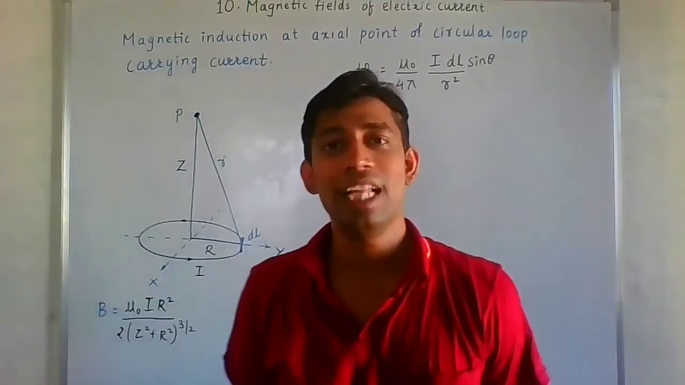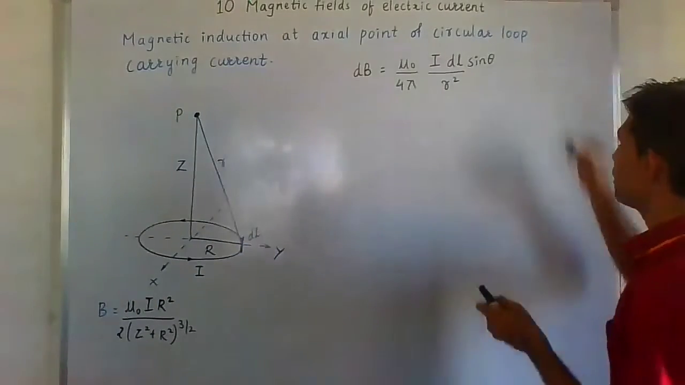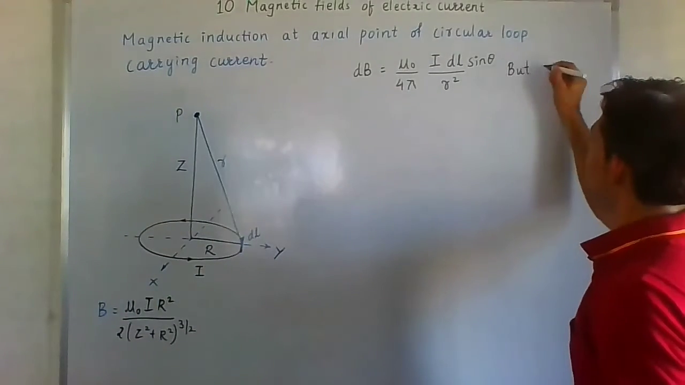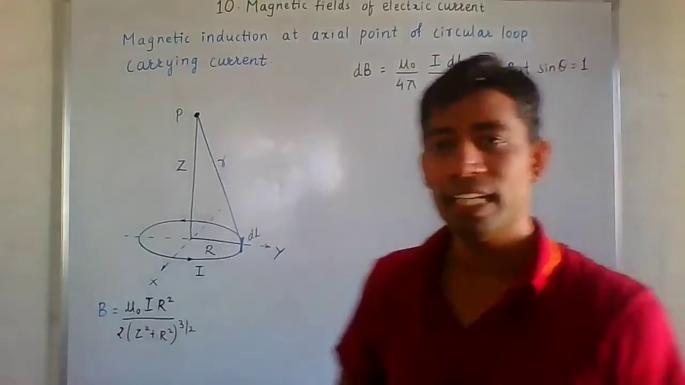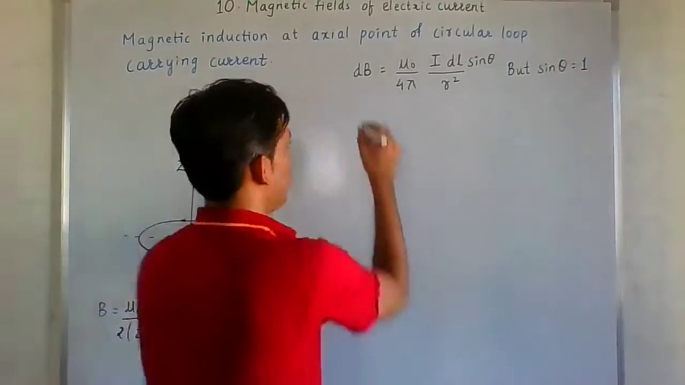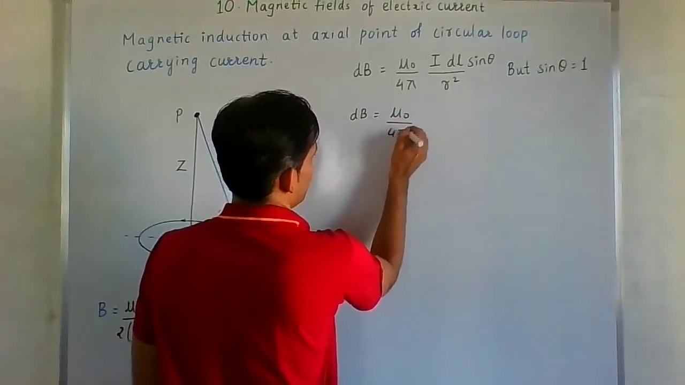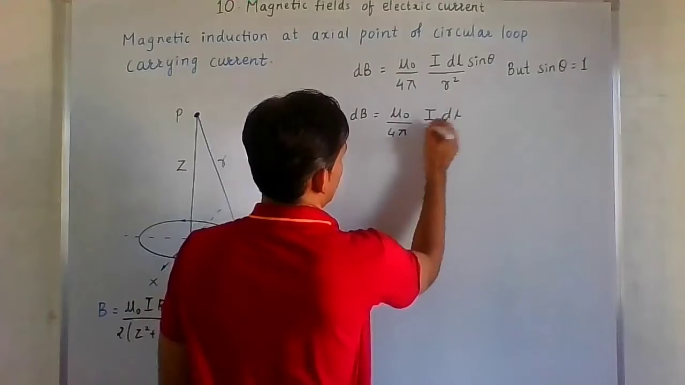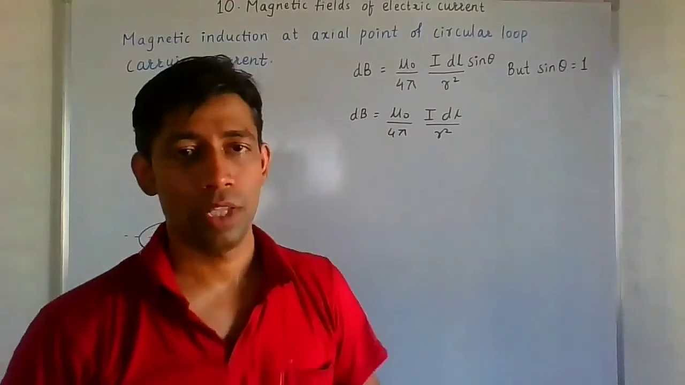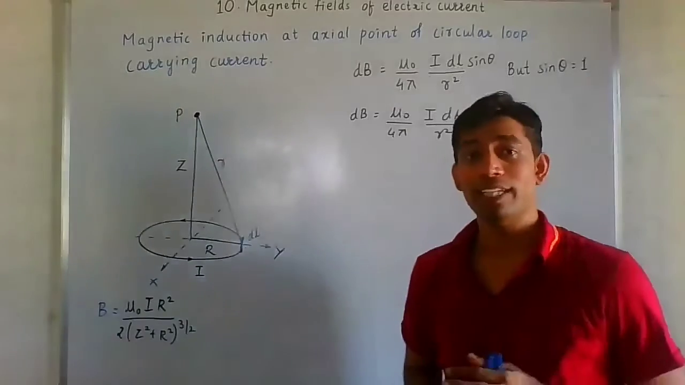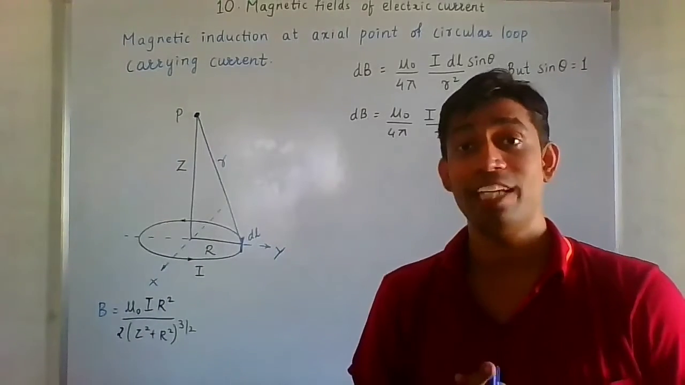उन दोनों के बीच में angle कितना बन जाएगा? Obviously 90 degree. So here I am going to write, but sine 90 will be equal to 1. Sin theta, that is sin 90, will be equal to 1. So our dB will become as mu naught upon 4 pi I dl upon r square. I hope so far it is clear. Next part we need to understand is what is the direction of dB. Okay, what is the direction of dB?